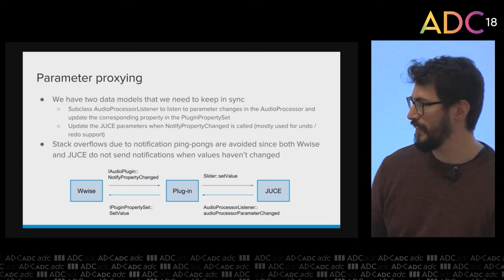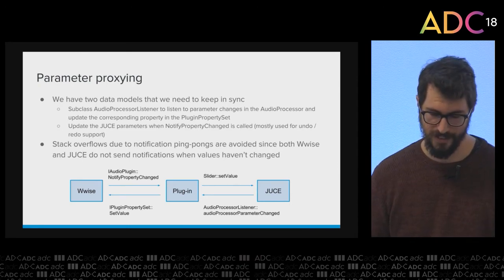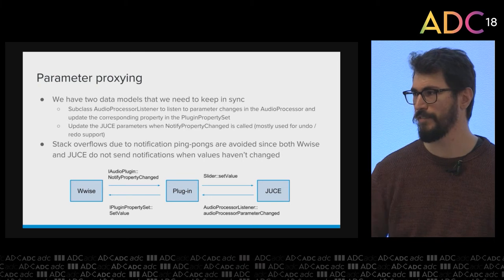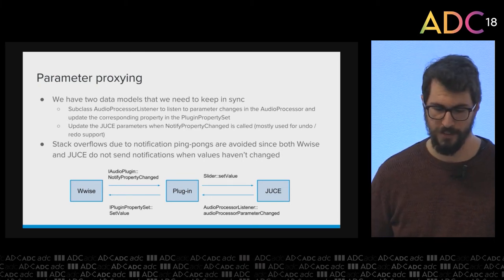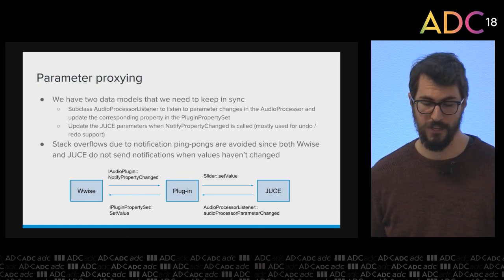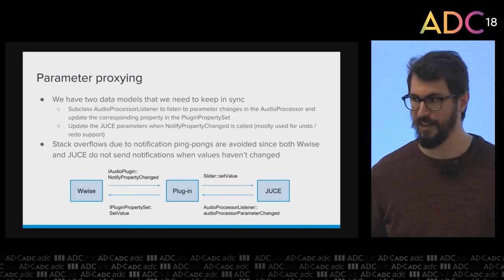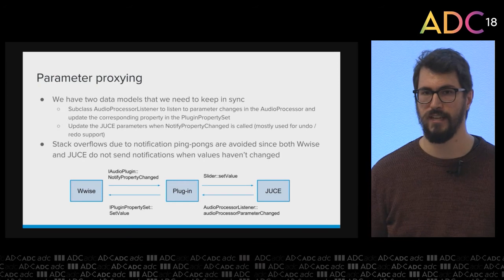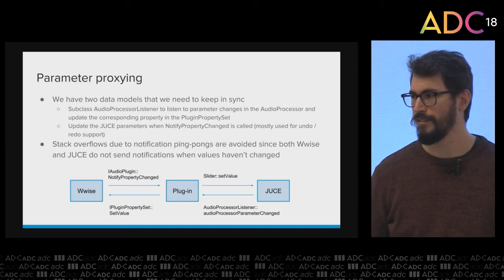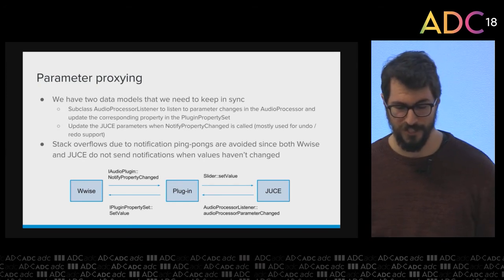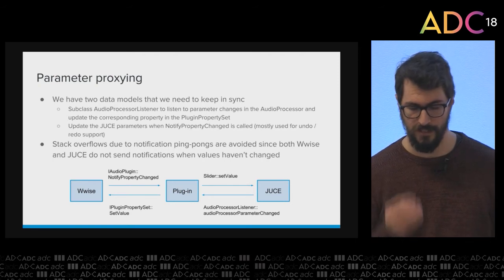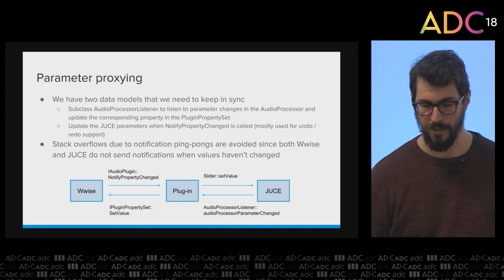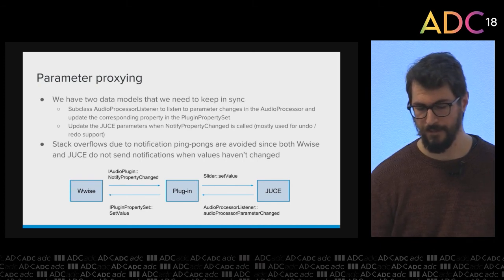And what you would expect from a schema like this is that you would end up having infinite notification ping-pongs between each of them. But by default, it's actually not the case because neither framework actually notifies when the property that you're trying to set is the same as it was. So it's pretty interesting that it works out of the box, but you can still specify that you don't want notifications when you set the value of a slider, for example.